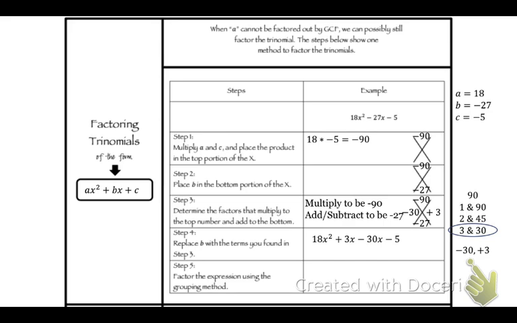Now this looks a lot like what we just did, where we're factoring by grouping. So I'm going to group those. Take out the 3x in the first one. Take out the negative 5. I'm left with 6x plus 1. So that's 6x plus 1 and 3x minus 5.